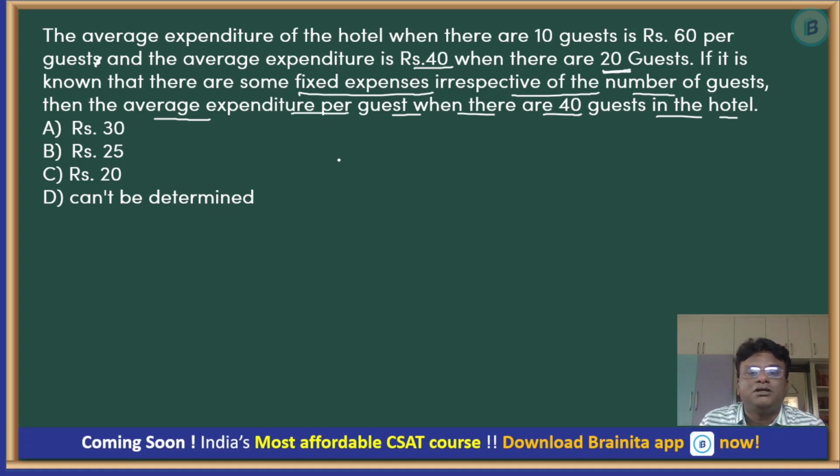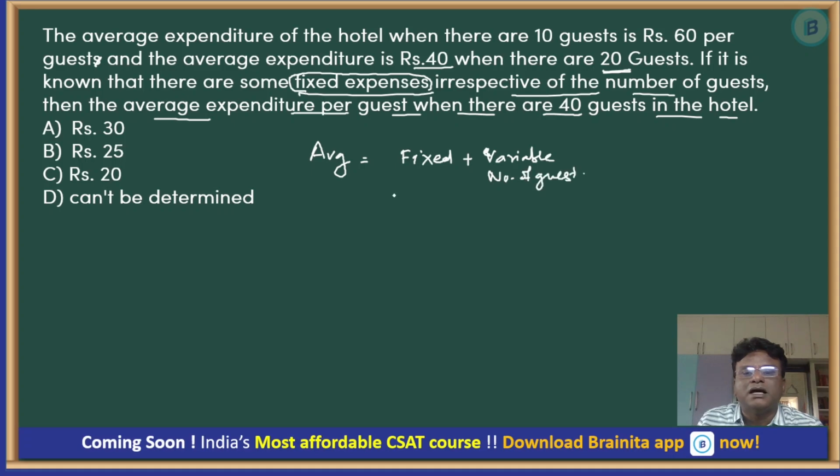So there is a hotel. Irrespective of the number of guests, there are some fixed expenses. So when you are calculating the average, you are basically adding the fixed expenses plus you are adding the variable expenses depending on the number of guests, right? And then dividing this entire value by number of guests to get that average.